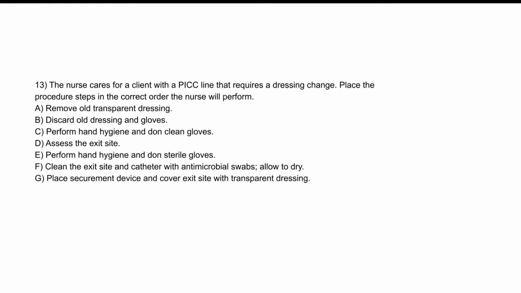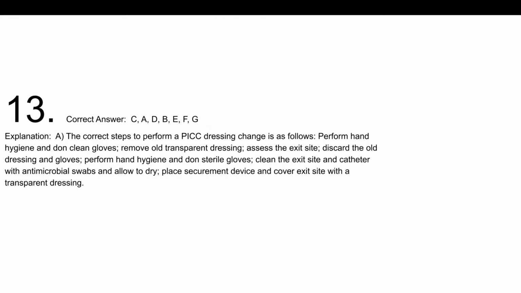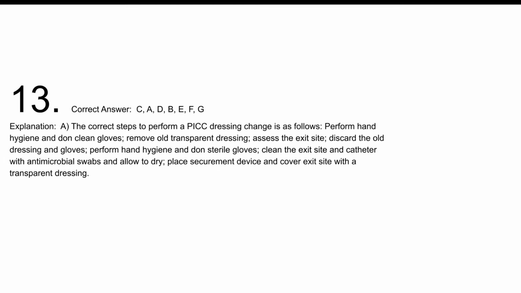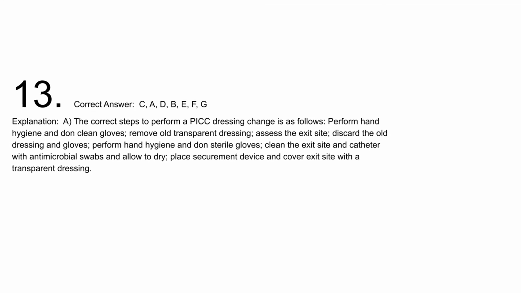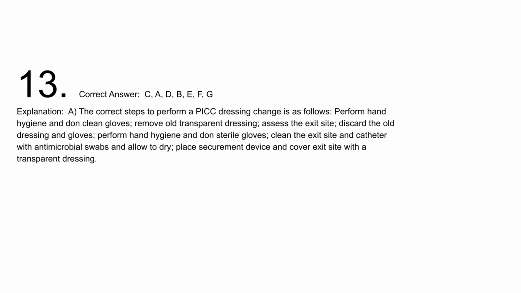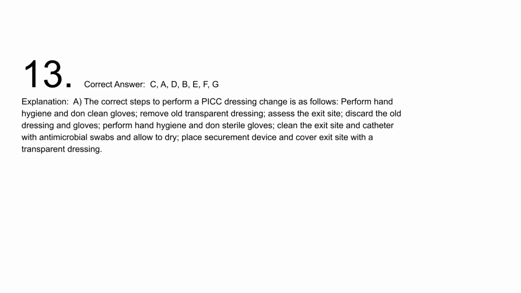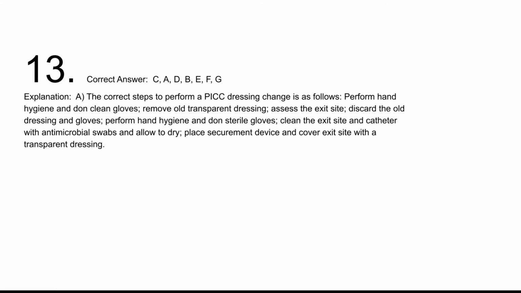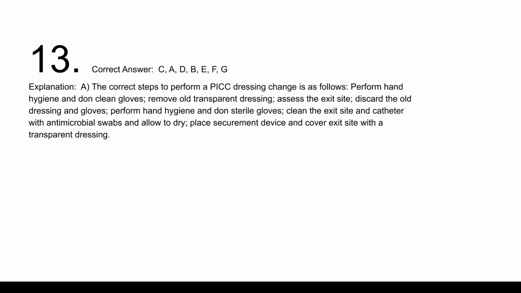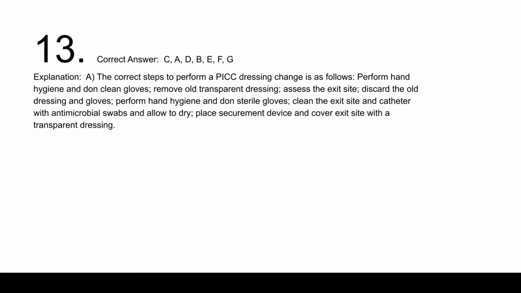Correct answer, C, A, D, B, E, F, and G. Explanation. The correct steps to perform a PICC dressing change are as follows. Perform hand hygiene and don clean gloves, remove old transparent dressing, assess the exit site, discard the old dressing and gloves, perform hand hygiene and don sterile gloves, clean the exit site and catheter with antimicrobial swabs and allow to dry, place securement device and cover exit site with a transparent dressing.